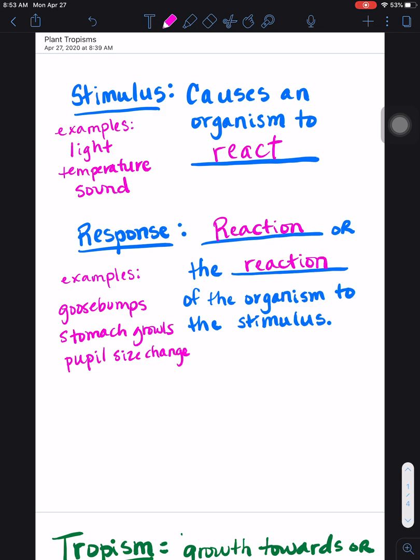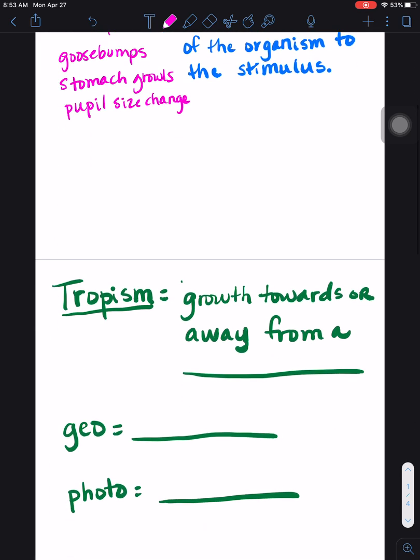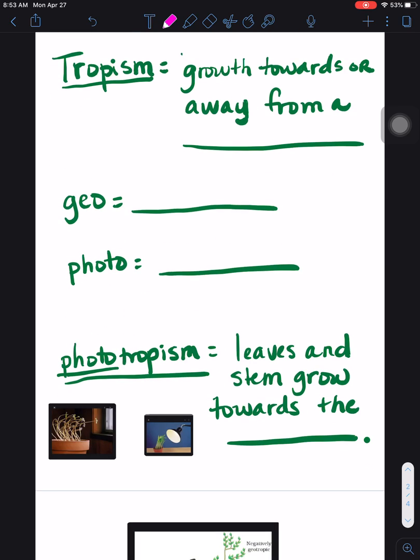But remember, we are talking about plants, so let's talk about them. Their stimulus and response, they're called tropisms. A tropism is the growth towards or away from a stimulus. The two that we really focus on are geotropism and phototropism, but you have the definition of tropism right here: growth towards or away from a stimulus. Geo, do you know what geo means? You probably do. It means earth.